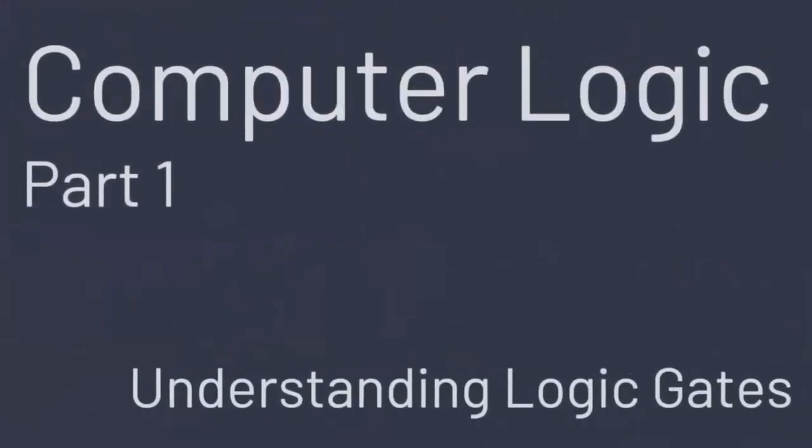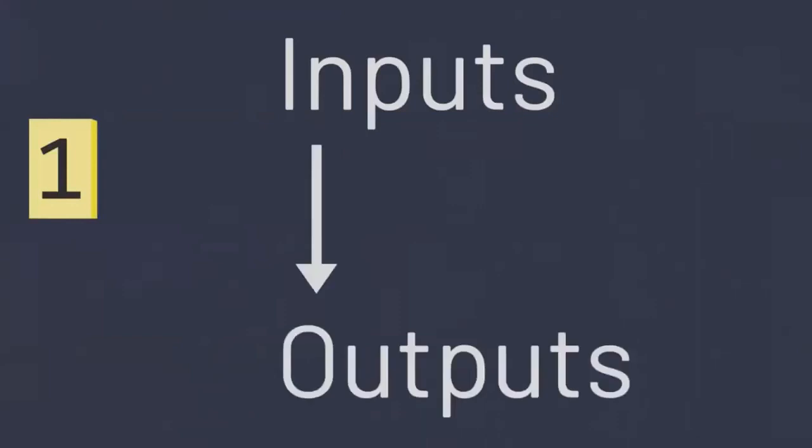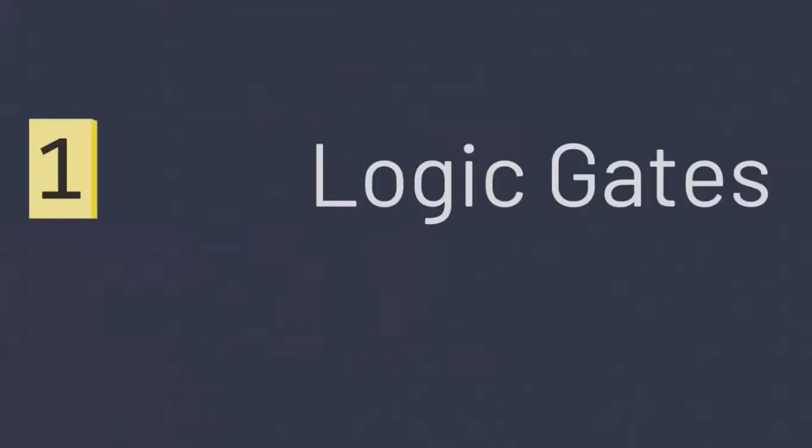How does that happen? In this series, we'll explore the foundations of computer logic, starting from the fundamentals and building our way to more and more sophisticated systems. Using these switches, our computers can store information. Each switch stores a single bit of information, a 0 or a 1. But computers don't just store information, they process it, transforming inputs into outputs. That's where logic gates come in. Logic gates are the building blocks of computer circuits. They accept input and produce output according to a set of logical rules.